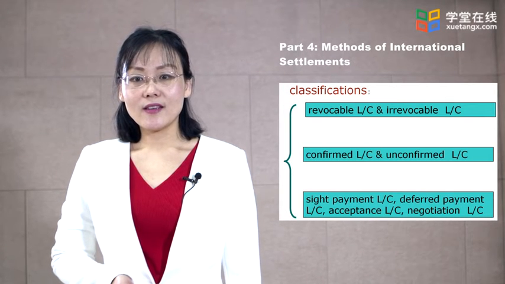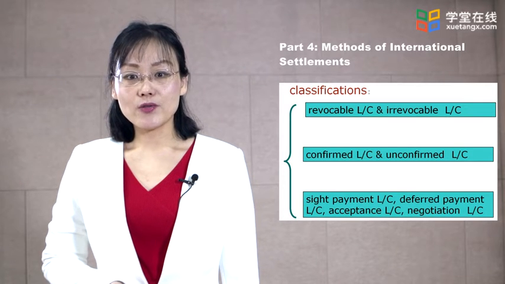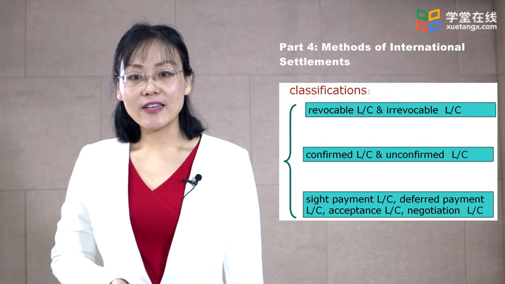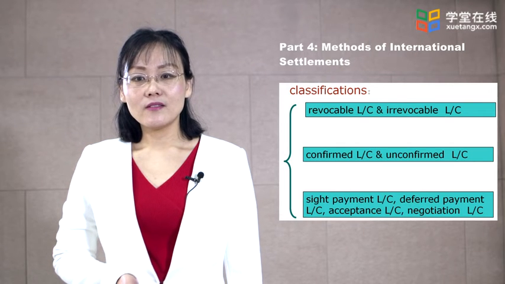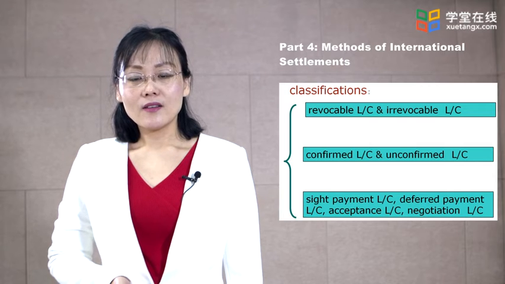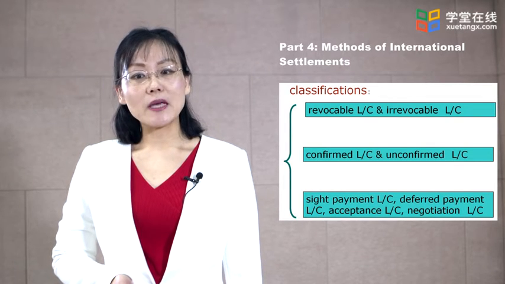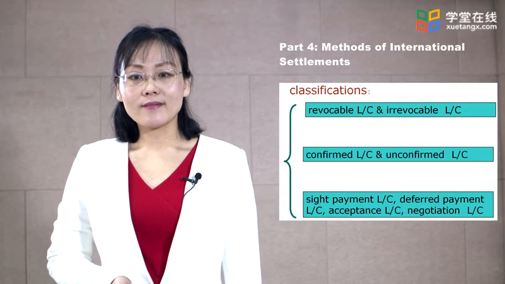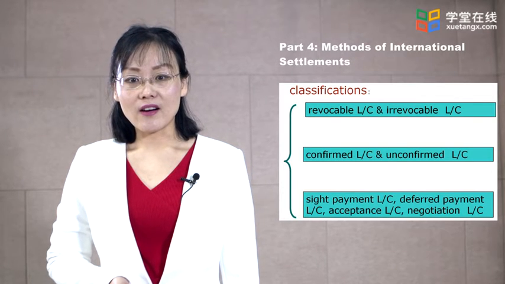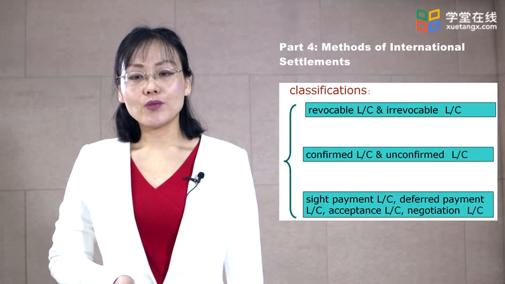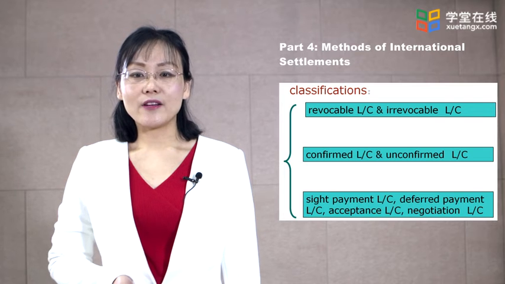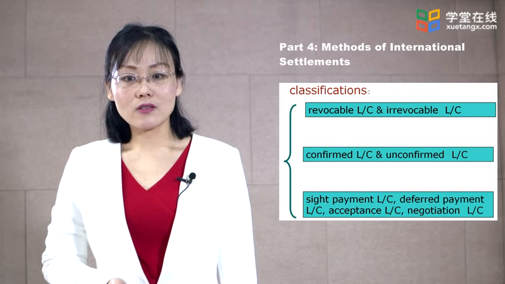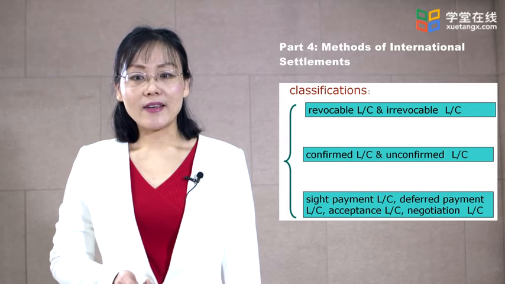Deferred payment credit is a credit under which the beneficiary doesn't receive payment when he presents the documents, but at a later date specified in the credit. Different from an acceptance credit, no draft is required in a deferred payment credit. Negotiation credit is one under which a bank nominated is authorized to negotiate documents presented by the beneficiary. Different from other banks, the negotiating bank has recourse to the beneficiary when dishonored by the issuing bank.